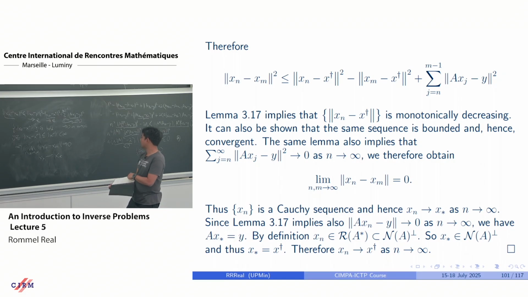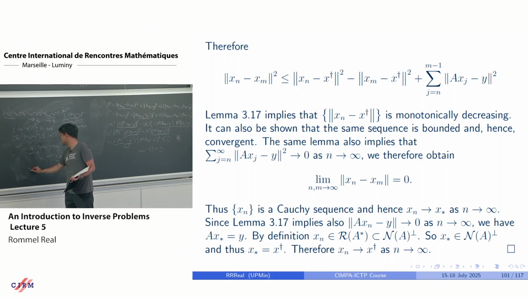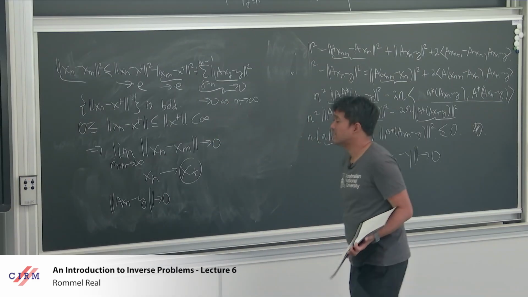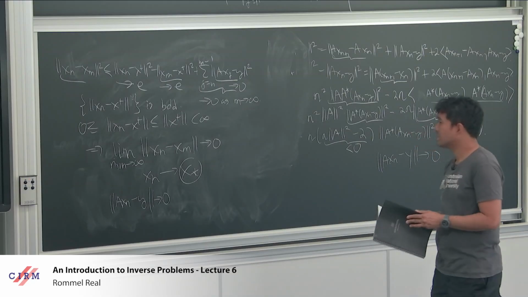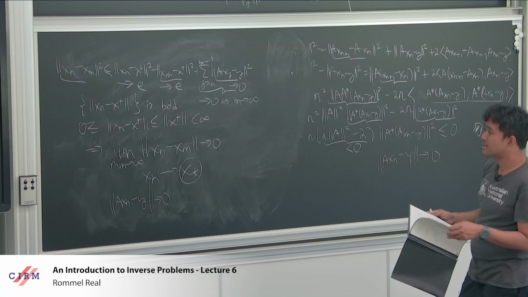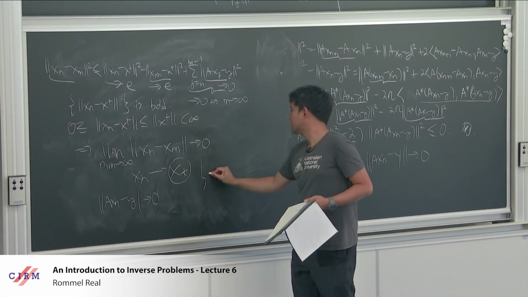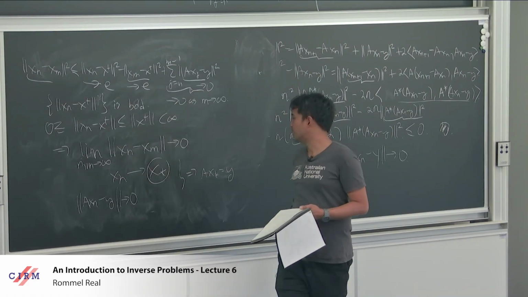Okay. Now let's argue that this x star is indeed the minimum norm solution, and we can follow this argument right here. Note from the previous lemma 3.17, this also implies that A x_n minus y goes to 0 as n goes to infinity, and because the sequence of iterates goes to x star, it also follows that A times x star is equal to y.